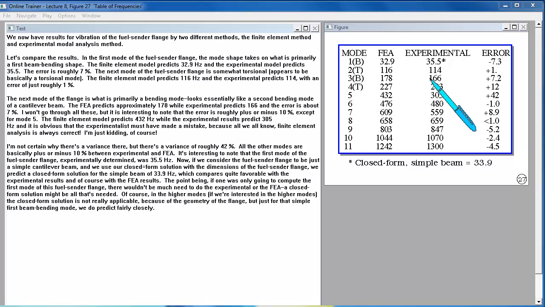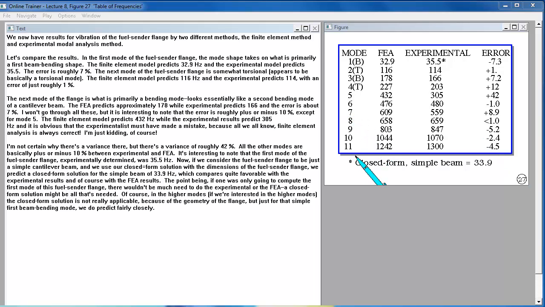I won't go through all these, but it is interesting to note that the error is roughly plus or minus 10%, except for mode 5. The finite element model predicts 432 Hertz, while the experimental results predict 305 Hertz. And it's obvious that the experimentalist must have made a mistake, because as we all know, finite element method is always correct. I'm just kidding, of course. I'm not certain why there's a variance there, but there is a variance of roughly 42%. But all the other modes are basically plus or minus 10% between experimental and FEA.